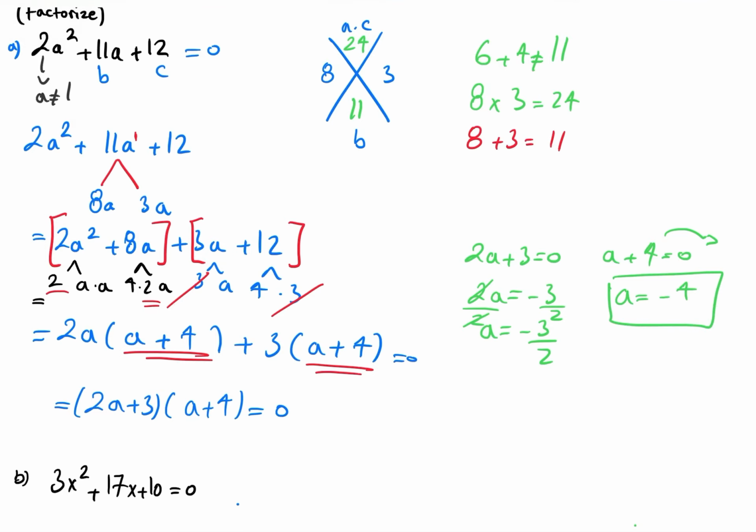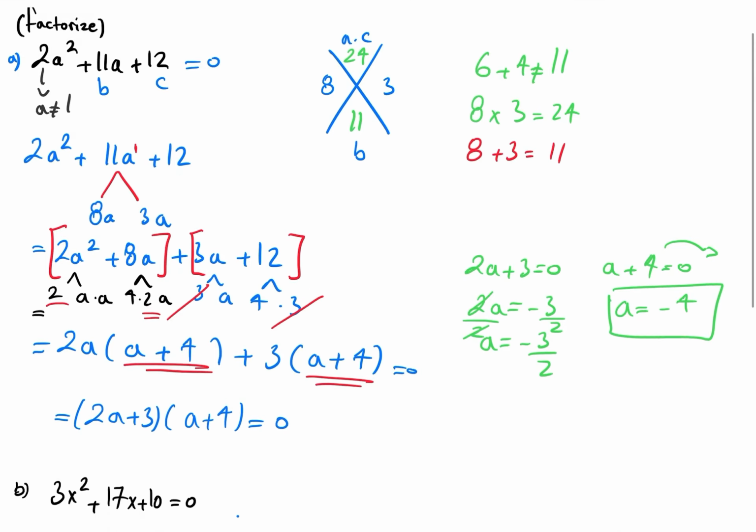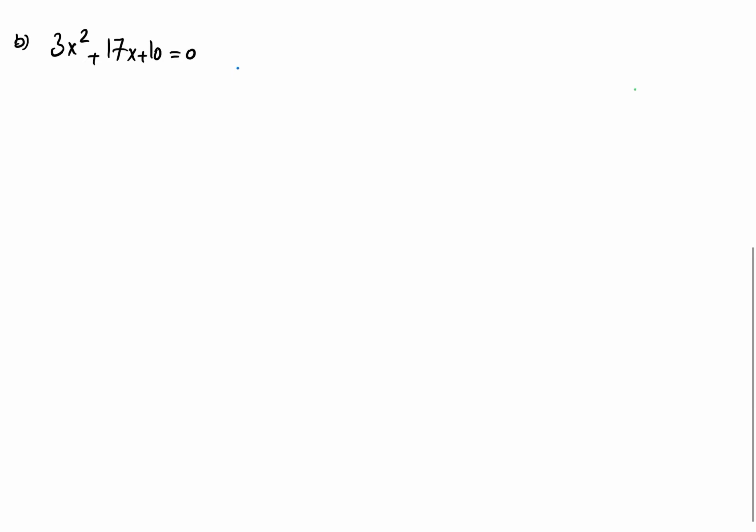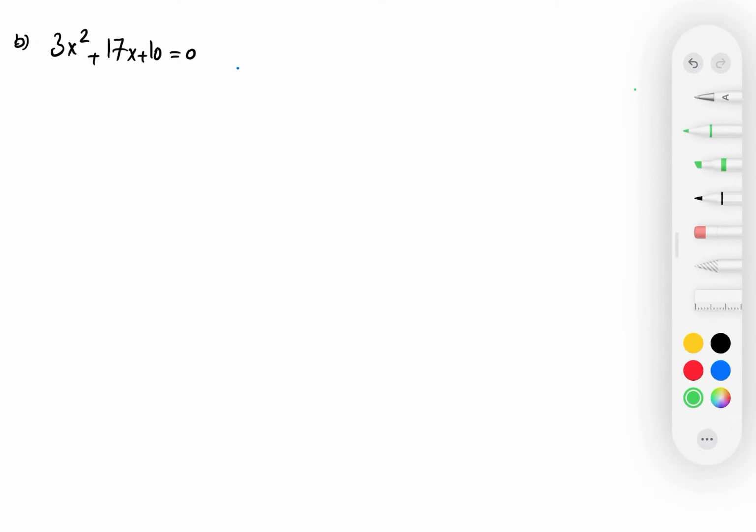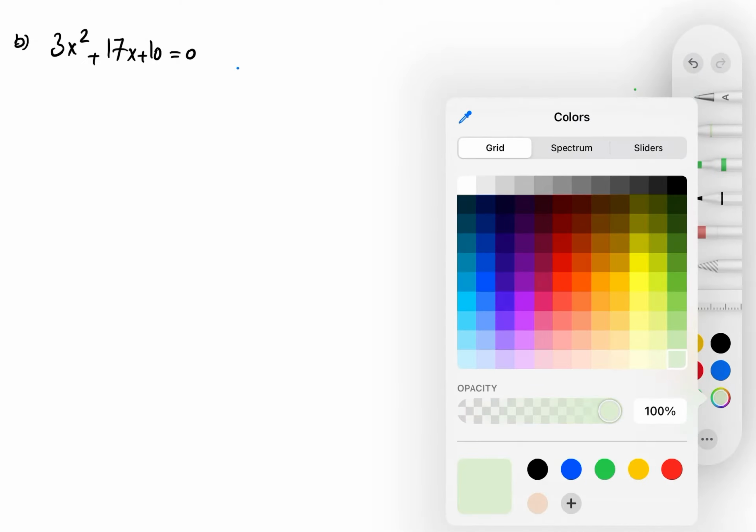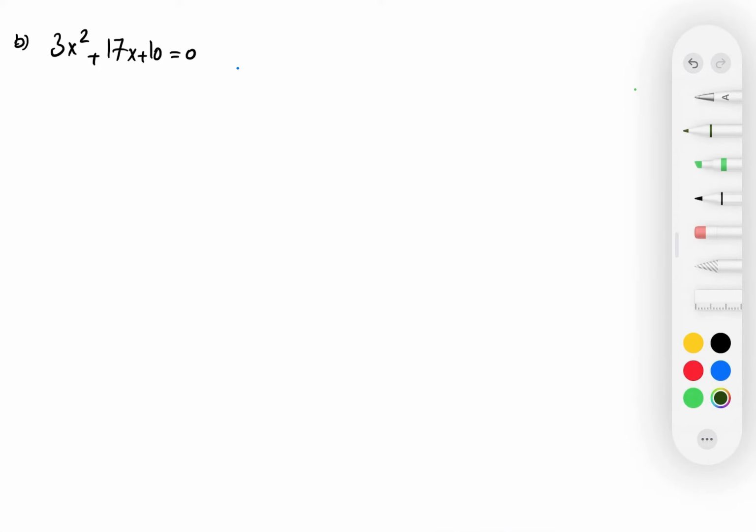So this is how you factorize some of the harder problems when it comes to factorizing quadratics. Let's go ahead and do another one just to be sure. Over here, once again, you just draw that multiplication sign. It multiplies to AC but adds up to B. So multiplies to 30 because A is 3 and C is 10, but adds up to 17.